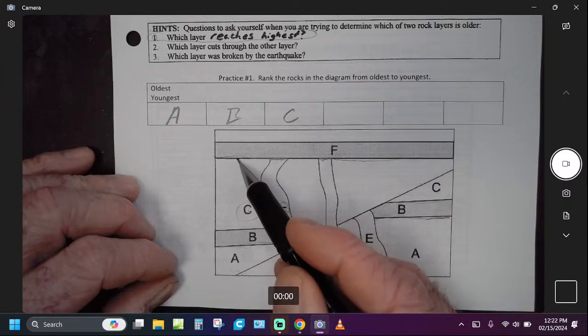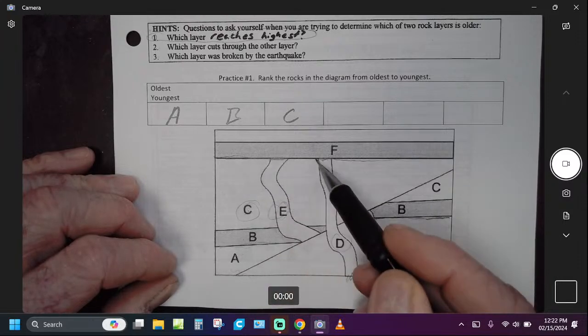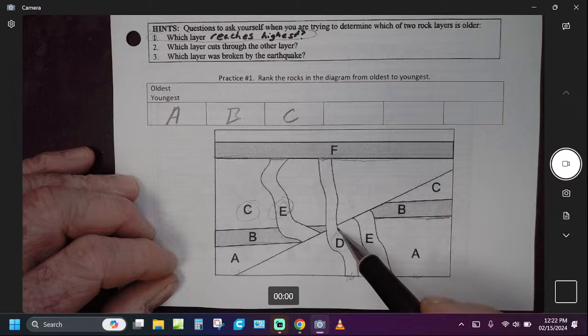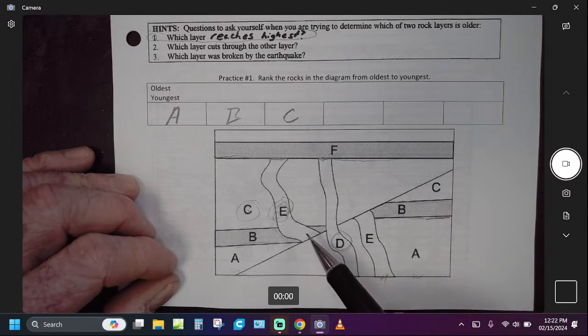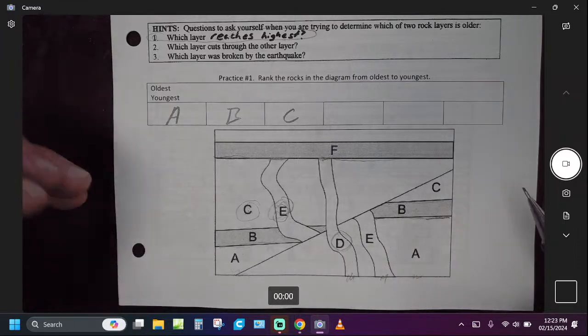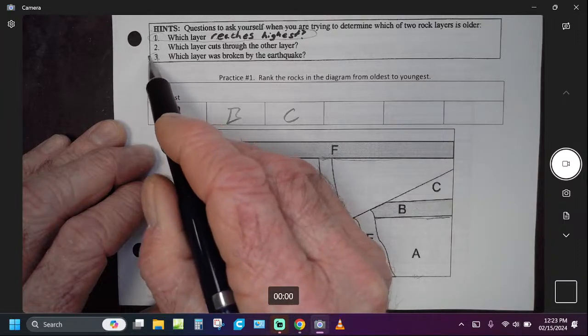Which one reaches the highest? C reaches up to here, E reaches up to there, D reaches up to there. So I've got to figure out which is older, E or D. D doesn't cut through E and E doesn't cut through D. They don't touch each other. So now I'm going to go to the third question.